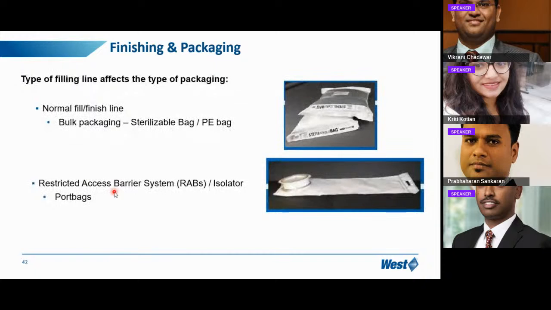What kind of filling line does the manufacturer have? For a normal fill finish line, what we call bulk packaging, we provide a sterilizable bag or polyethylene bag. But if the manufacturer has RABS, which is a restricted access barrier system, or an isolator, we need to provide the stopper with a port bag. This is the port bag which is generally used for RABS or isolator systems. While in the case of normal fill finish, we generally give a sterilizable bag having primary, secondary and tertiary bags.